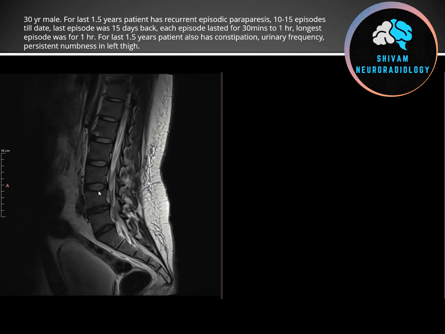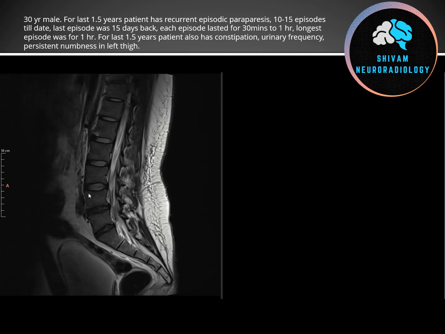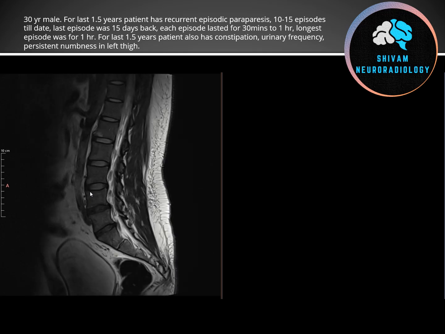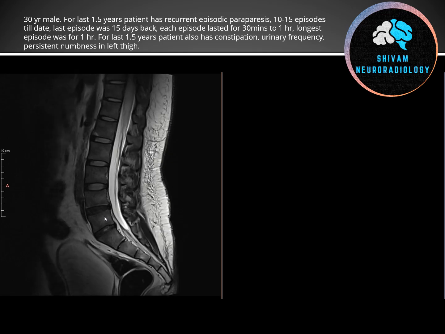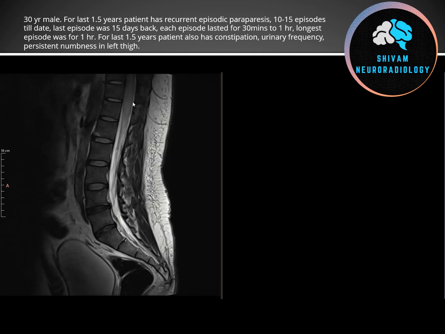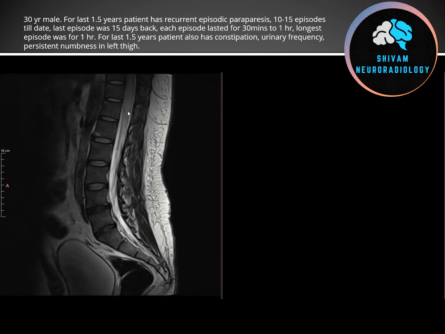Now looking at this case, which is presenting with recurrent episodes of paraparesis. Like I told you, when I'm scrolling the T2 sagittal images, I'll be trying to identify where the abnormality is. So I can see that there are some mild degenerative changes at L4, L5 and L5-S1 levels. But more than these, again here also end plate changes are there. But apart from that, I'm able to appreciate that in the lower portion of the cord and conus, there is significant expansion and also T2 hyperintensity.